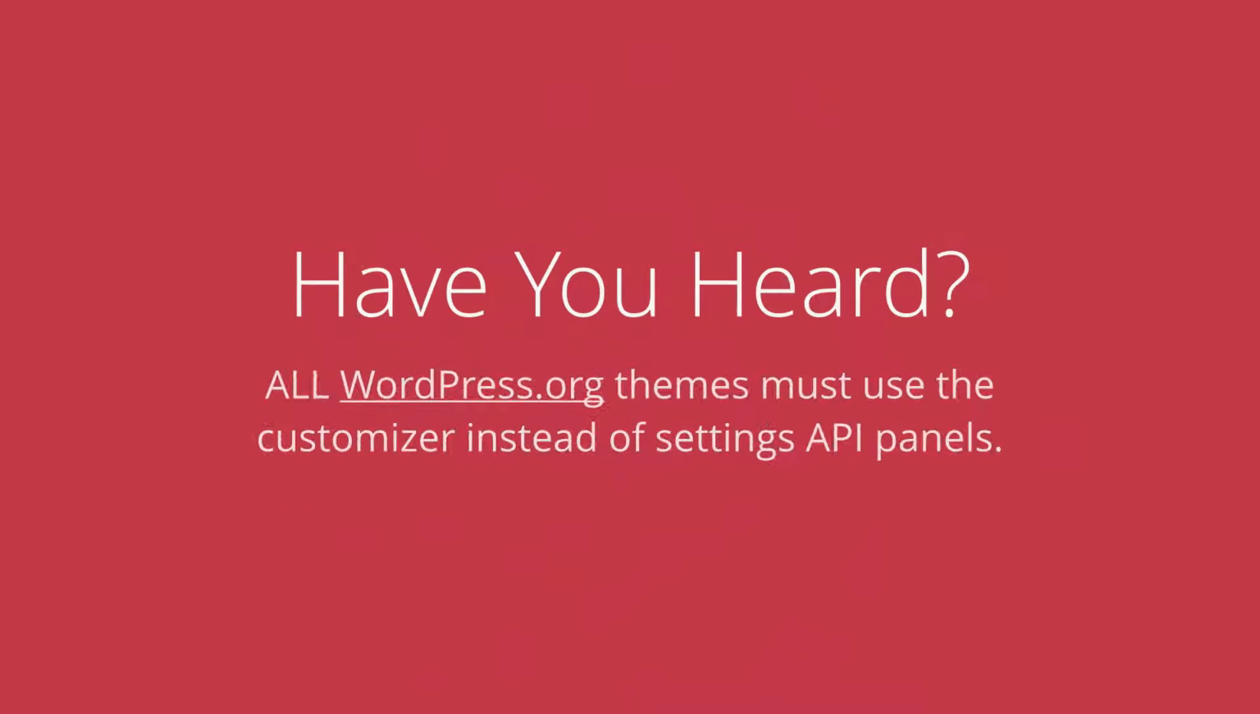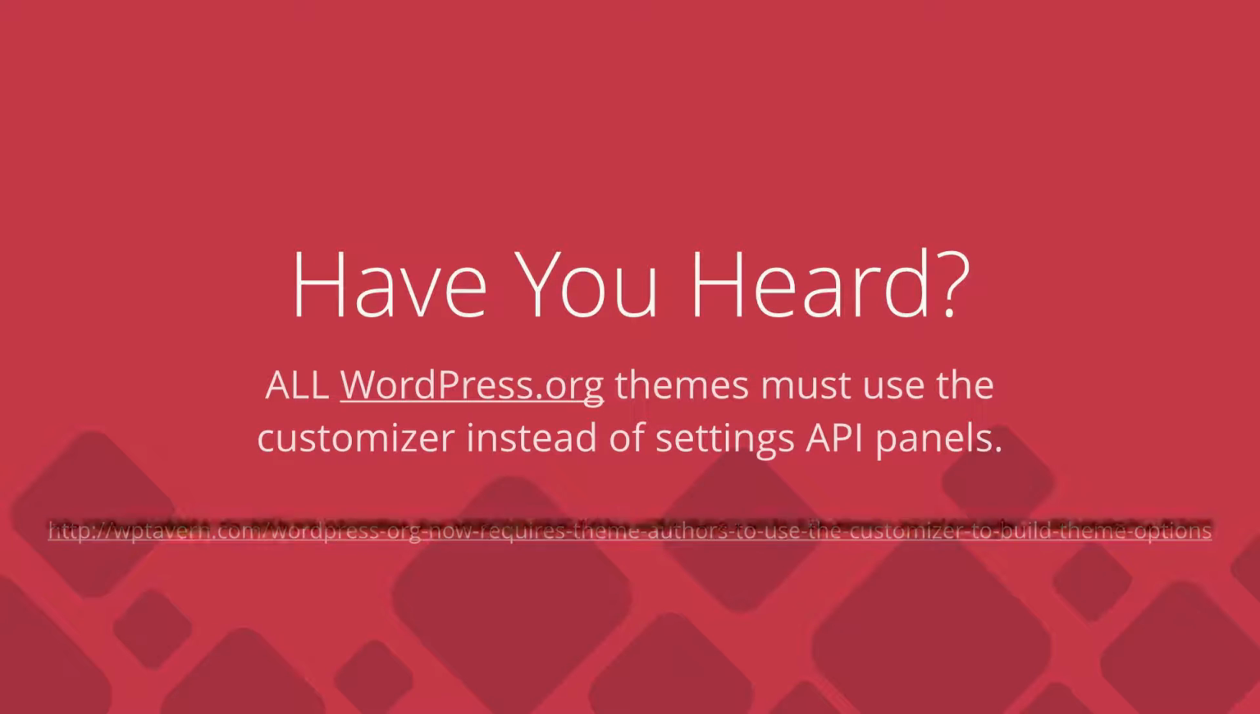Now, I don't know if you've heard, this is fairly new, but all WordPress.org themes must use the customizer instead of a settings API panel or a standard panel page. This is a rule that's been deemed, it's in effect, and there's no getting out of it, there's no changing. If you'd like to read more about it, you can actually read the most commented about WordPress Tavern post ever, and you can see the reaction by the animation. People were not exactly happy about this, but don't worry, we have a couple things up our sleeve.